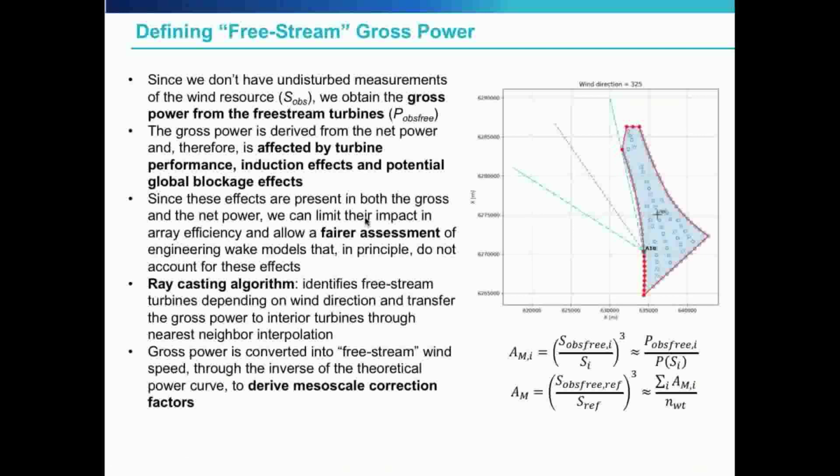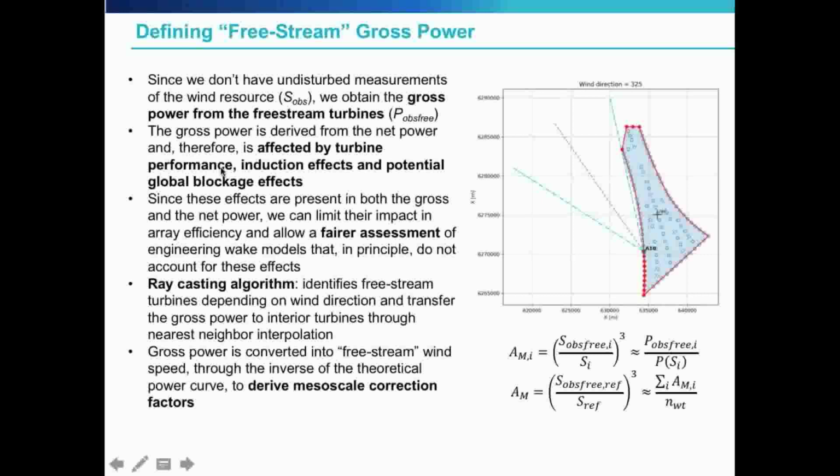Something else that we need to do is to define the free stream gross power. We need to do this for the observed array efficiency. Since we don't have meteorological observations, we can obtain this from the free stream turbines. So we can obtain the gross power from those turbines, and then extrapolate those to the other turbines. By doing this, we get a gross power that is affected by the turbine performance.